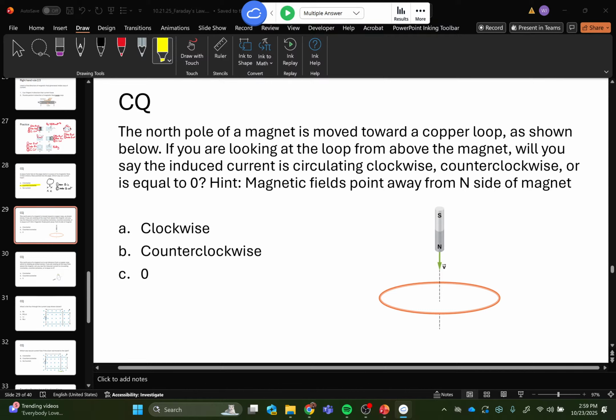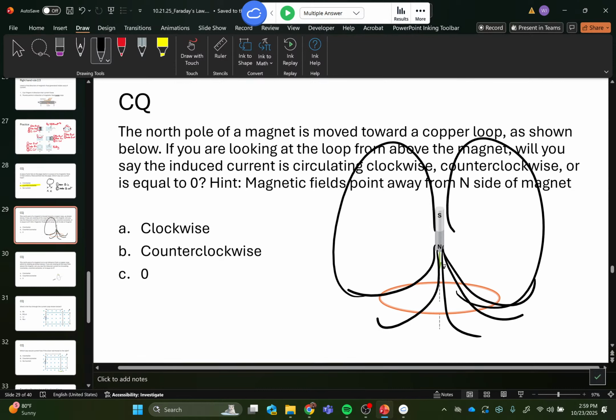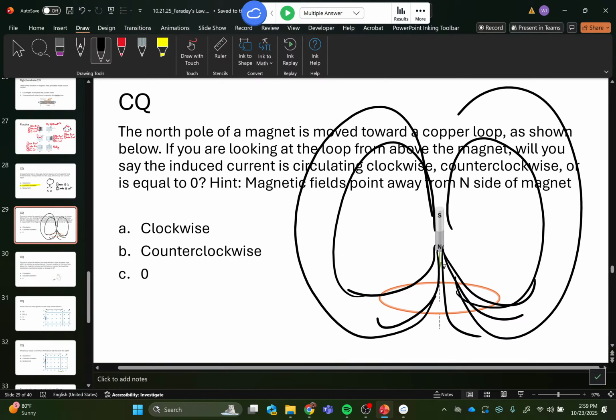So to draw this, this is what the magnetic field lines look like due to a magnet. They kind of do this looping thing. And I know what I'm drawing is way overkill, but it shows you the sense of it. What's important here is the fields are pointed mostly down.